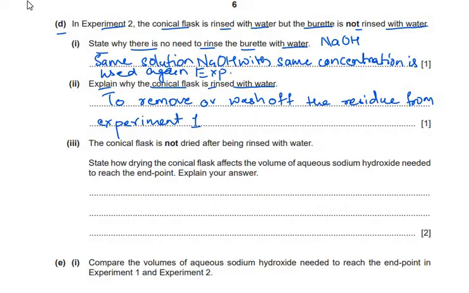Okay. Next is, the conical flask is not dried after being rinsed with water.